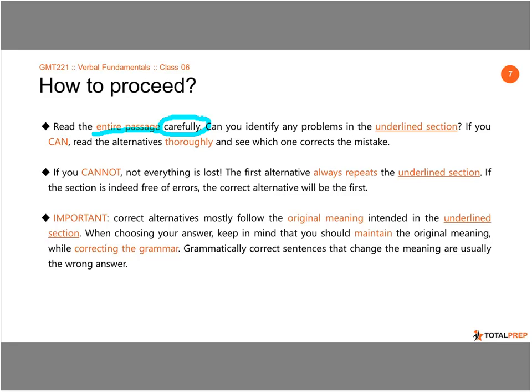Important: correct alternatives mostly preserve the original meaning intended in the underlined section. When choosing your answer, keep in mind that you should maintain the original meaning while correcting the grammar. What do we mean by the original meaning? If you see that there's a contrast in the passage, you have to keep that contrast. If you see that one piece of information is adding to another, you have to keep that. That's what I want to express here with the original meaning intended.